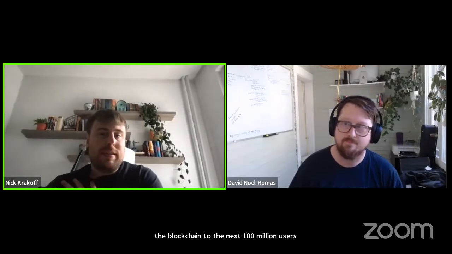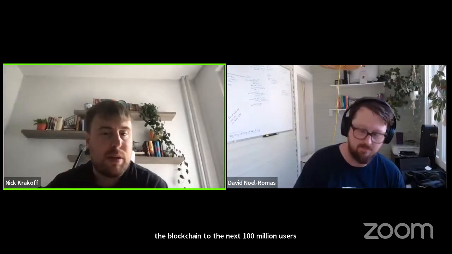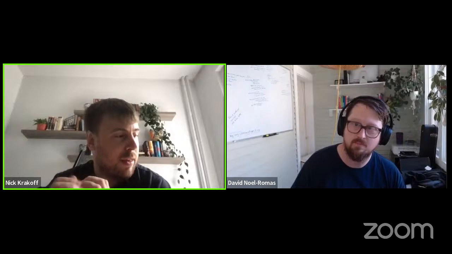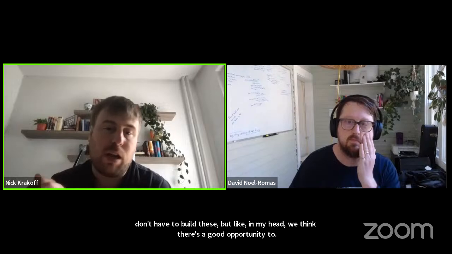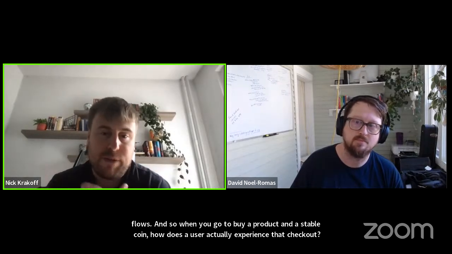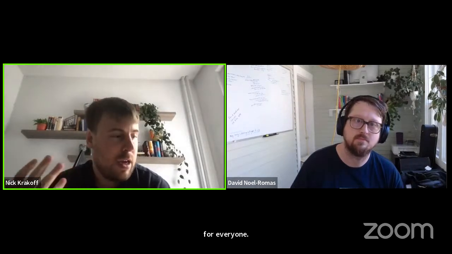Yeah. And so with that being said, I mentioned a few areas to start. Three examples. You don't have to build these, but this is where our head's at. We think there's a great opportunity to enhance how wallets get connected to checkout flows. When you go to buy a product in a stablecoin, how does a user actually experience that checkout? Here at Stripe, we spend a lot of time on our checkout solution to make it faster, easier, simpler for everyone. So ways in which users can connect wallets, sign transactions, and pay for things is awesome.